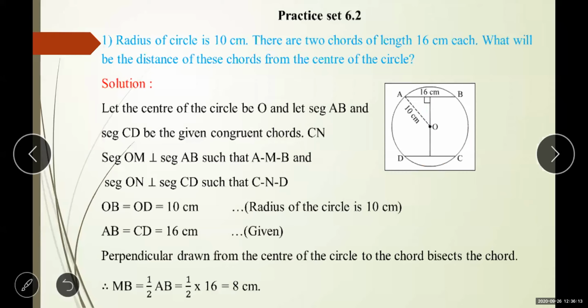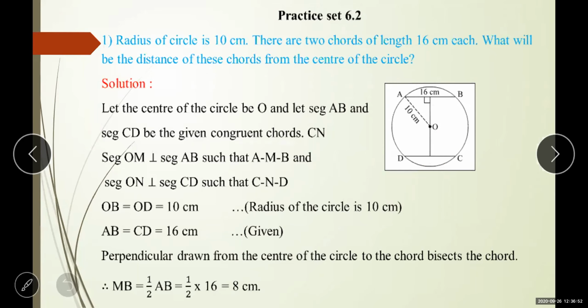Okay. So how will you find out the single one? By using the Pythagoras theorem. Okay. Now, just move towards the solution. Let the center of the circle be O. Now they are not giving anything, so we have to draw by our assumption. Segments AB and CD are the given congruent chords.